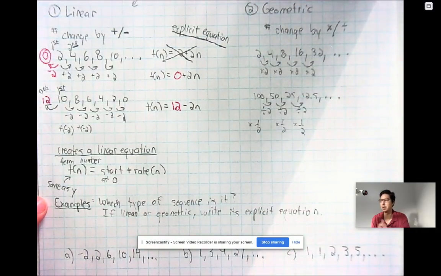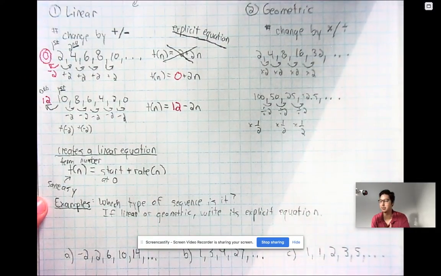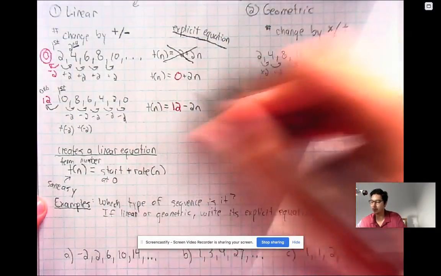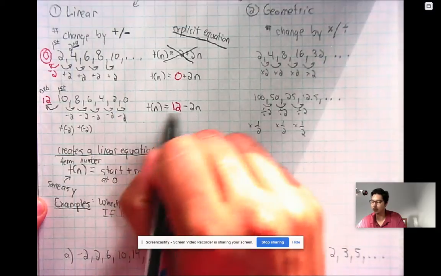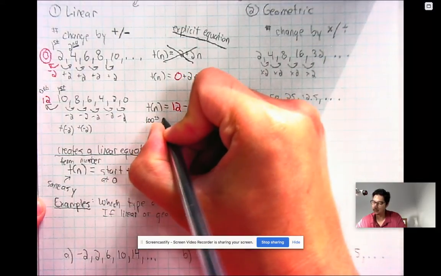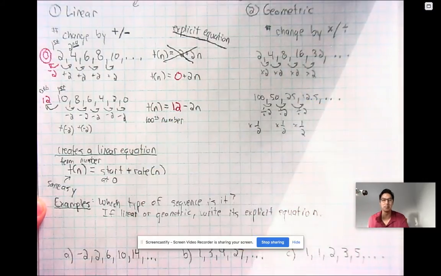Explicit is like if we want the 5th term, we can find the 5th term. If I asked you, okay, here's a sequence of numbers, and this represents this sequence of numbers, 12 minus 2n. Well, if I ask, what's the 100th number? Like, what's this going to be 100 numbers from now?